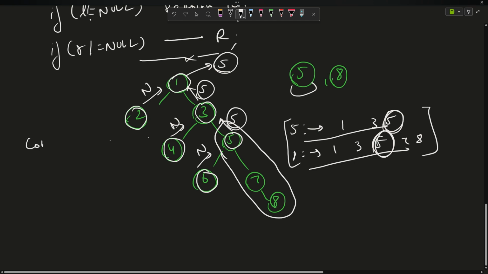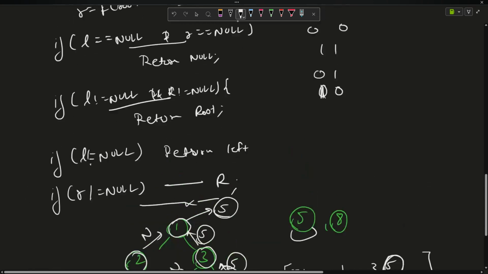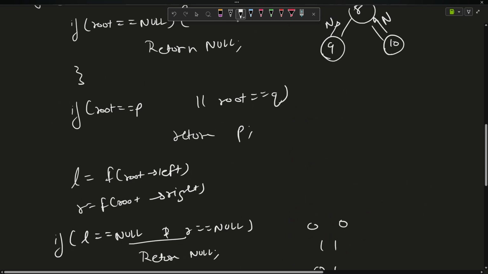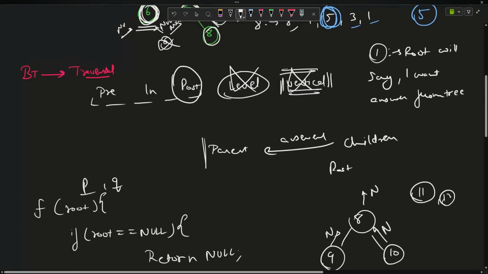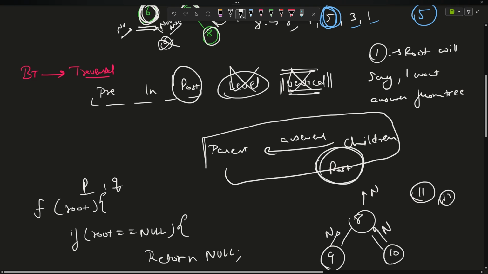Now I would like to write the code for it. I hope you are clear with it. The main thing I want to tell you is that whenever you are using the value of the children, you have to use the postorder traversal. Please keep that in mind. This is very important to crack the binary tree questions, right? Now let us move to the code.